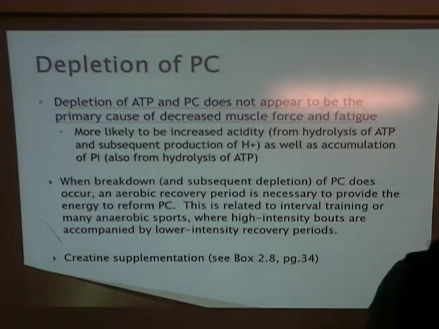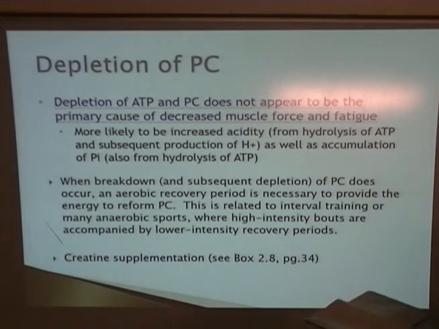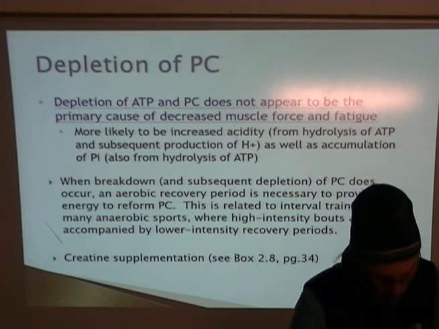Let me just check now, because I don't know if that's the right page number in this book. No, let me find that for you. Aha, it's on page 38 now, and it's now box 2.3, not box 2.8. Okay? So there's some information there about creatine supplements.